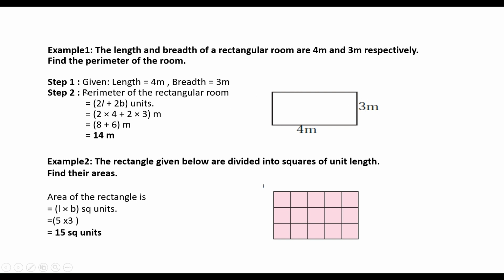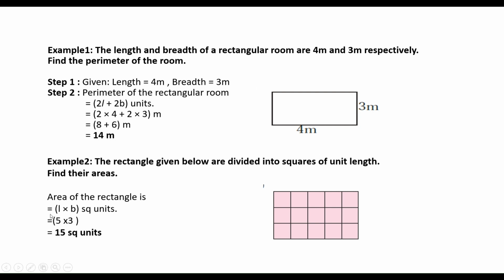Now write the formula. Perimeter of a rectangular room is nothing but 2L plus 2B units. In the place of L, we substitute the length, that is 4. And in the place of breadth, substitute the value of breadth, that is 3. Then multiply. 2 fours are 8 plus 2 threes are 6. 8 plus 6 is nothing but 14 meters. This is the perimeter of the rectangular room.